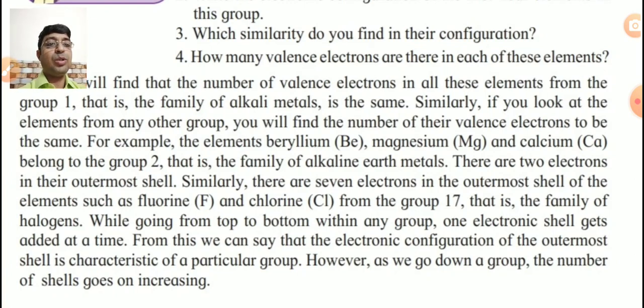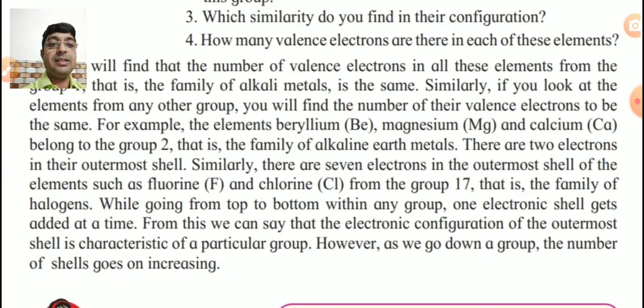While going from top to bottom within any group, one electronic shell gets added at a time. From this, we can say that the electronic configuration of the outermost shell is characteristic of a particular group. However, as we go down a group, the number of shells goes on increasing. So underline this last line: as we go down a group, the number of shells goes on increasing.